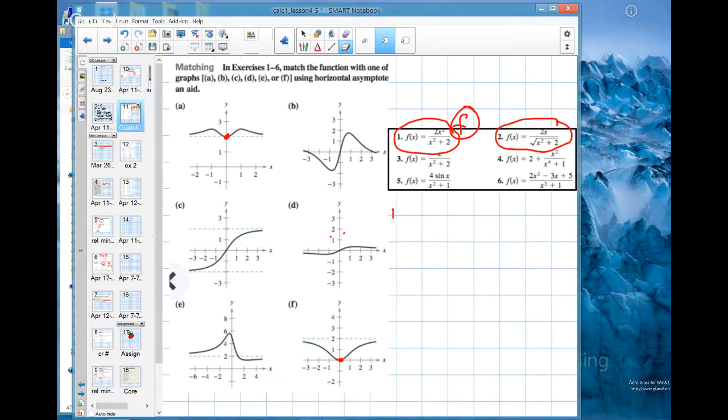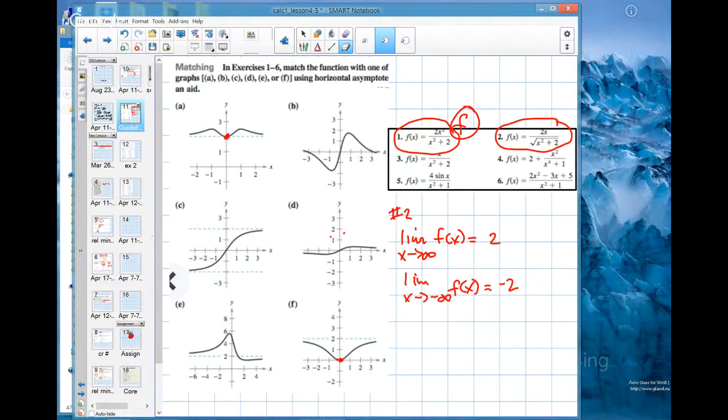So for number 2, the limit as x approaches positive infinity of that function is positive 2. The limit of that same function as x approaches negative infinity is negative 2, because you'll have the sign change on the top.